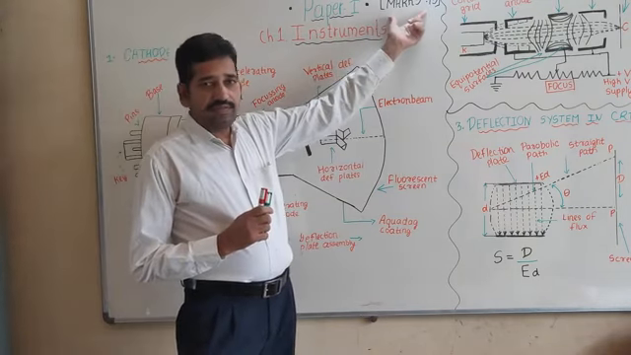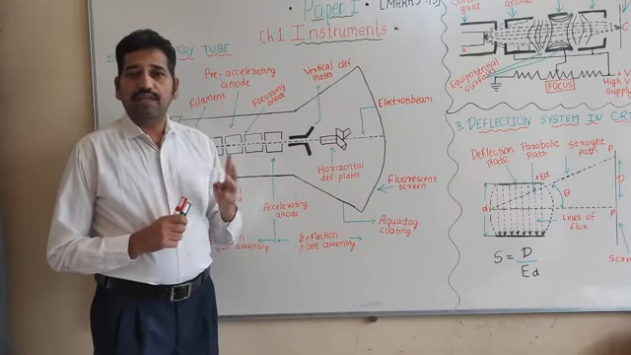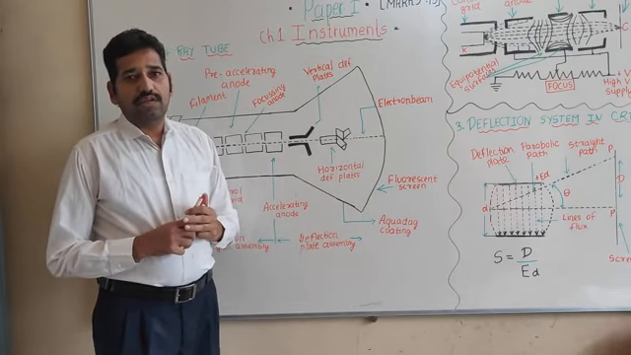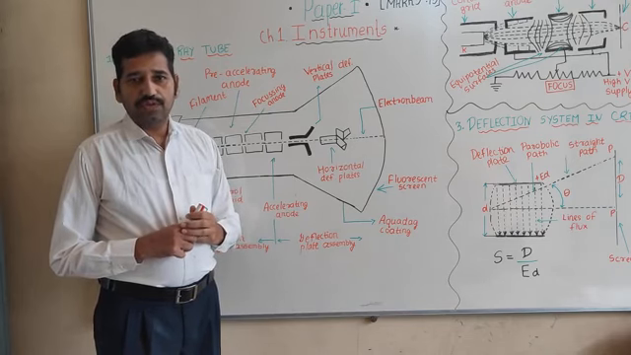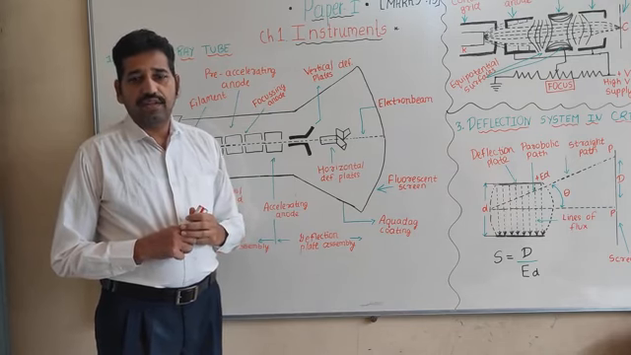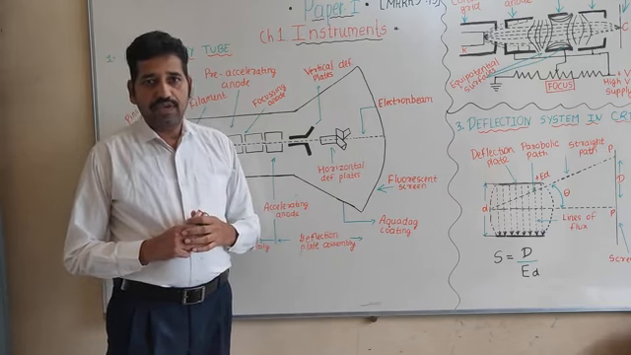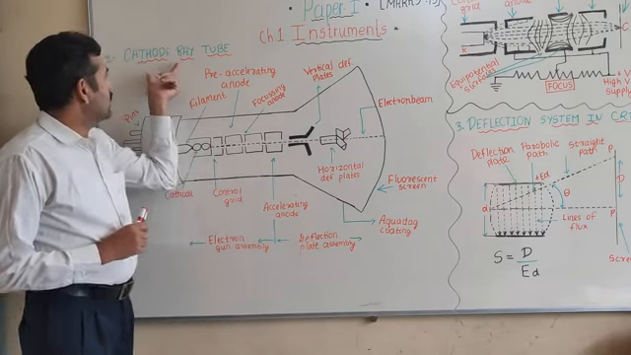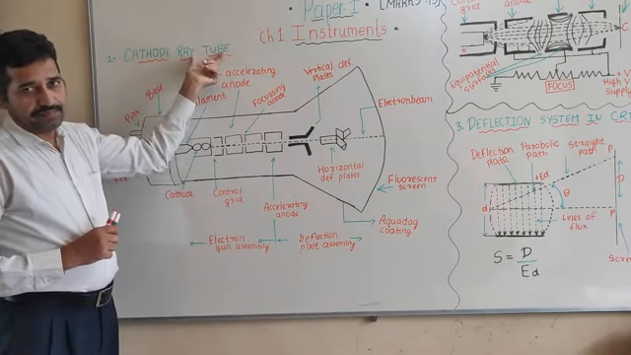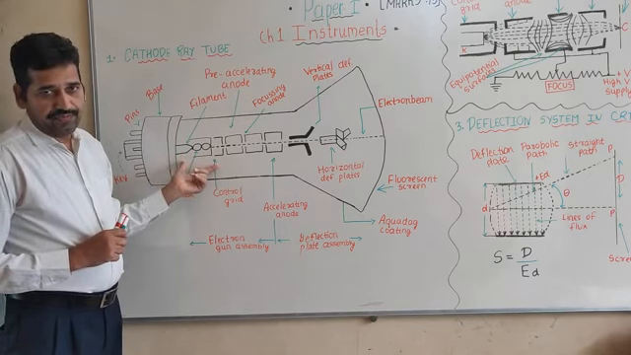It has 15 marks. In this chapter, we are going to study 3 major devices. Those are CRO, cathode ray oscilloscope, function generator, and digital multimeter. In CRO, the main component is CRT, cathode ray tube. This is the figure of the cathode ray tube.